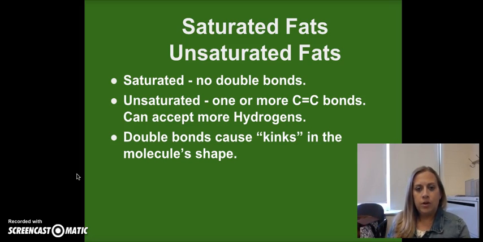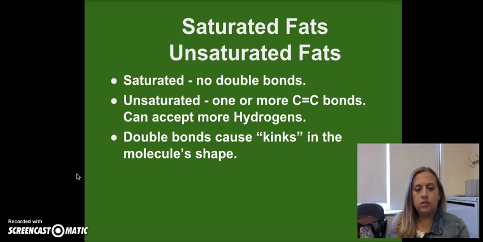We also like to talk about fats in terms of whether they're saturated fats or unsaturated fats. Saturated fats do not contain any double bonds, so we say they are saturated with hydrogen. Everywhere where you could possibly put a hydrogen bound to a carbon, you've got one. With unsaturated fats, you are going to have one or more carbon-to-carbon double bonds, which means that you have to remove a few hydrogens to get those double bonds in there. So technically, an unsaturated fat could accept more hydrogens.